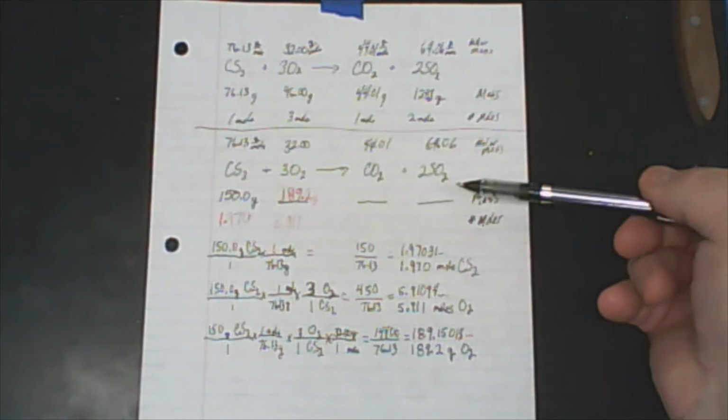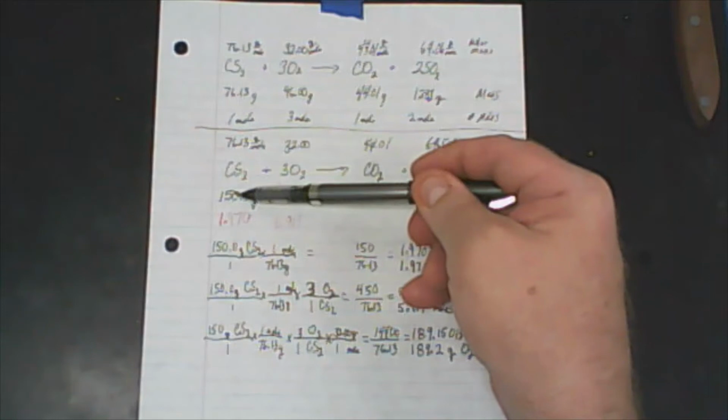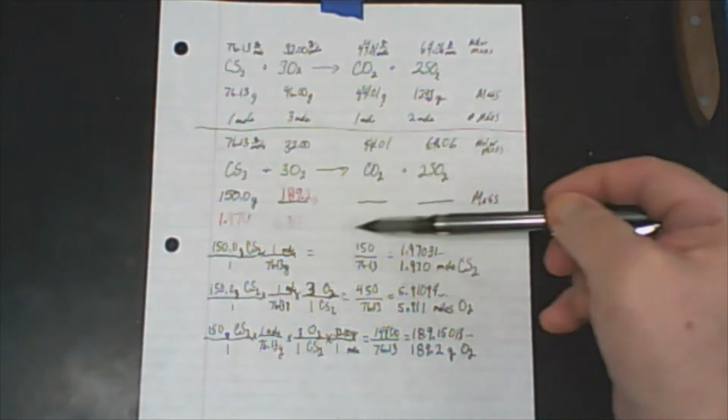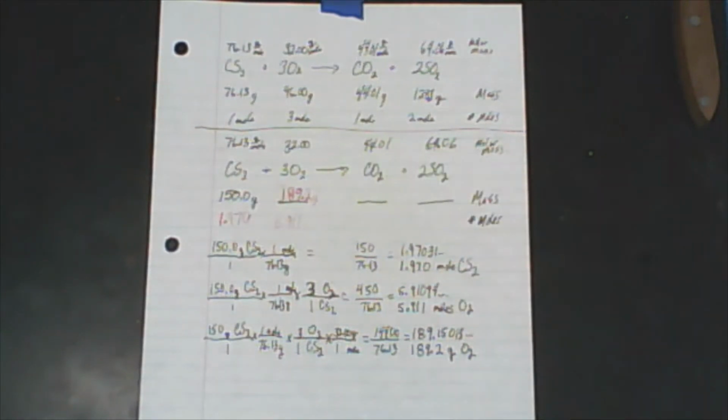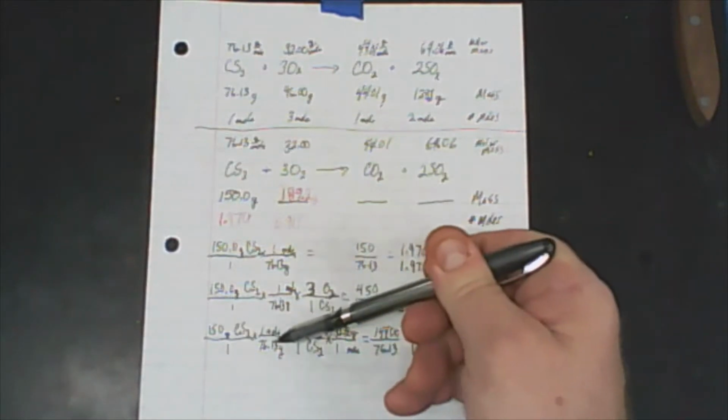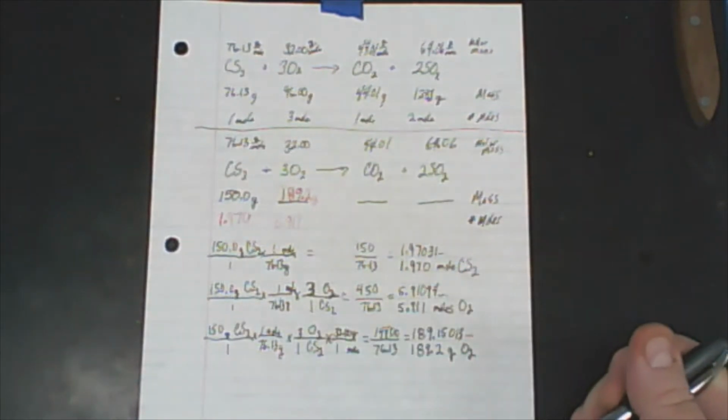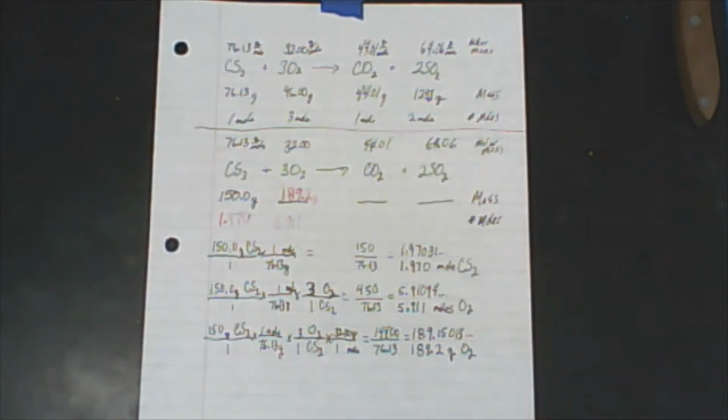So, how do I find these others? I'm going to take the same step. From here, go to moles, from moles to moles, back up to grams. Same 3 steps each time. First conversion, second conversion, third conversion. So let's look at CO2.